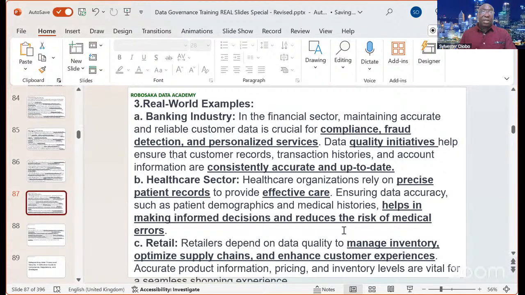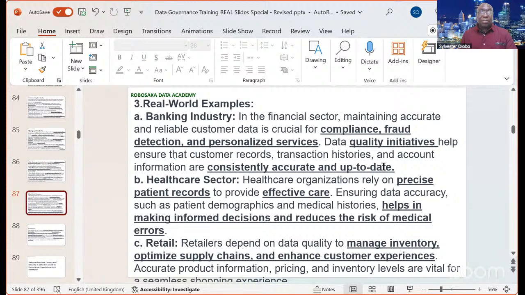We also have real-world examples. A real-world example would be the banking industry. In the financial sector, maintaining accurate and reliable customer data is very, very crucial for compliance, fraud detection, and personalized services. Data quality initiatives help ensure customer records, transaction history, and account information are consistently accurate and up to date in the banking sector.